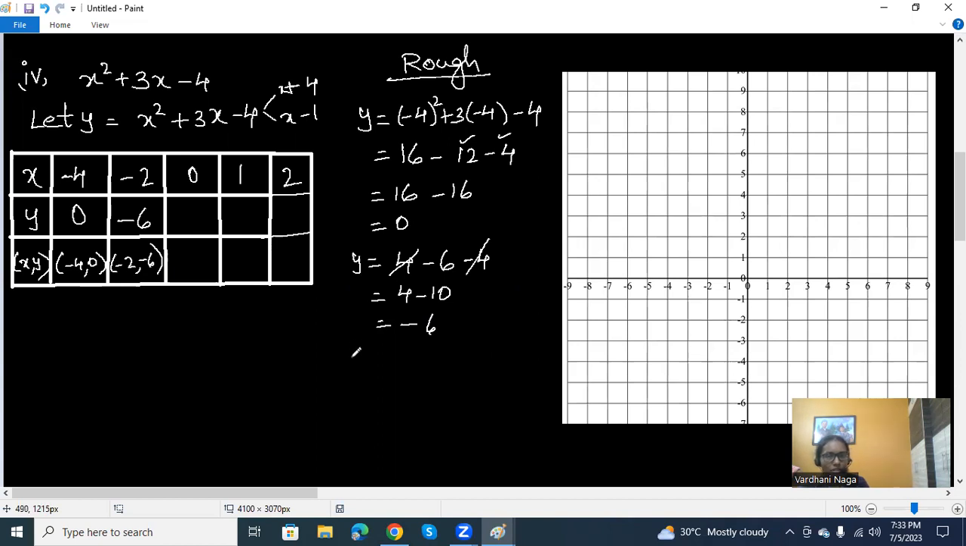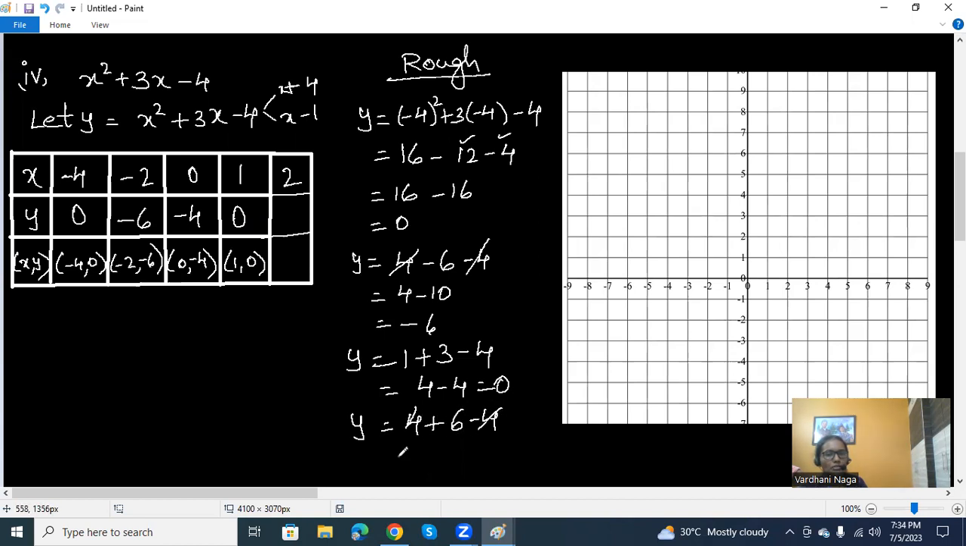Next, if we put a 0, 0 square is 0, 3 into 0 is 0 and minus 4 will be left. So 0 comma minus 4. If we put a 1, 1 square is 1 plus 3 ones are 3 minus 4. So 4 minus 4 is 0 again. So 1 comma 0. If we put a 2, 2 square is 4 plus 3 2s are 6 minus 4, plus 4 minus 4 cancel. Answer is plus 6. So 2 comma 6.